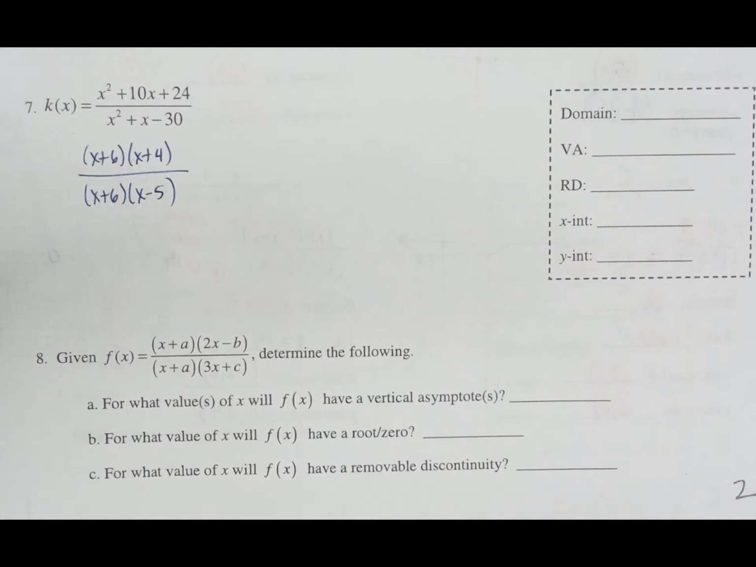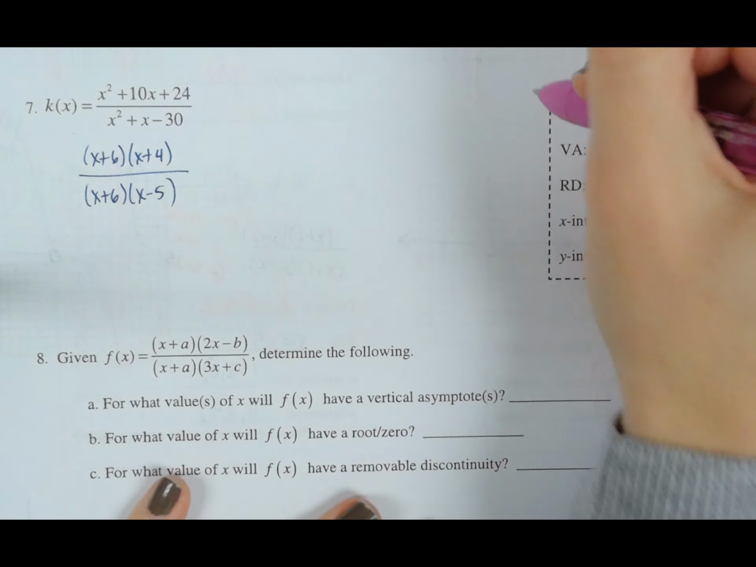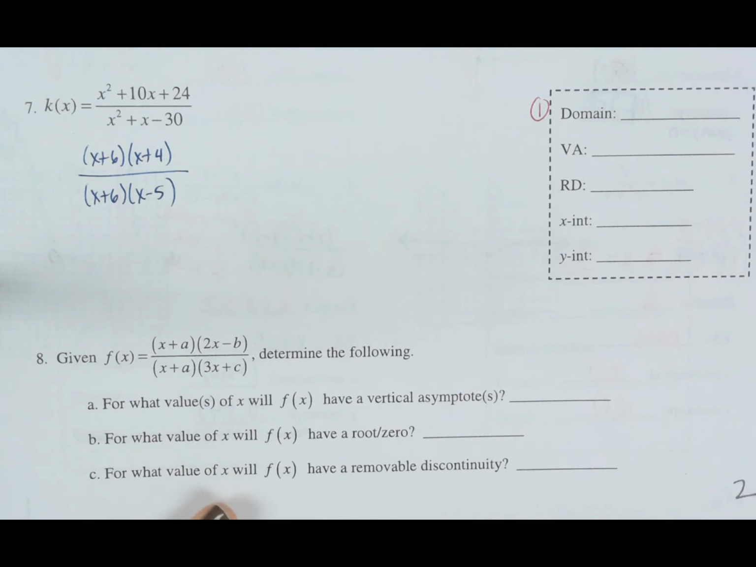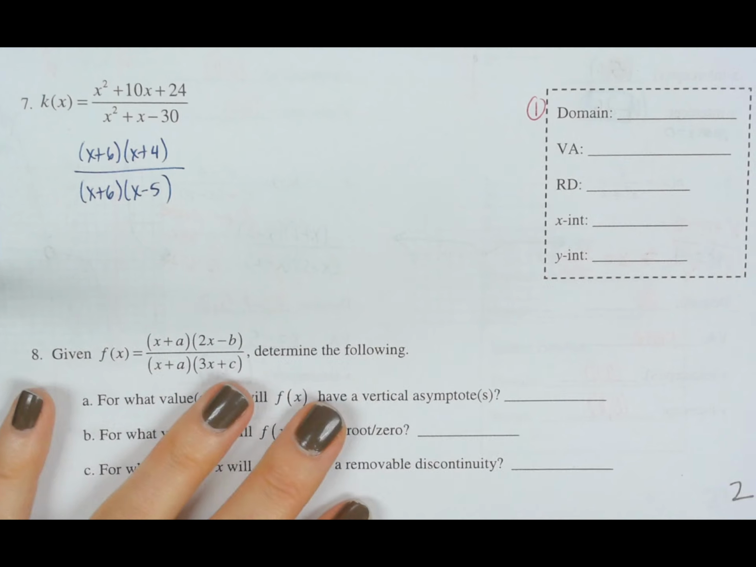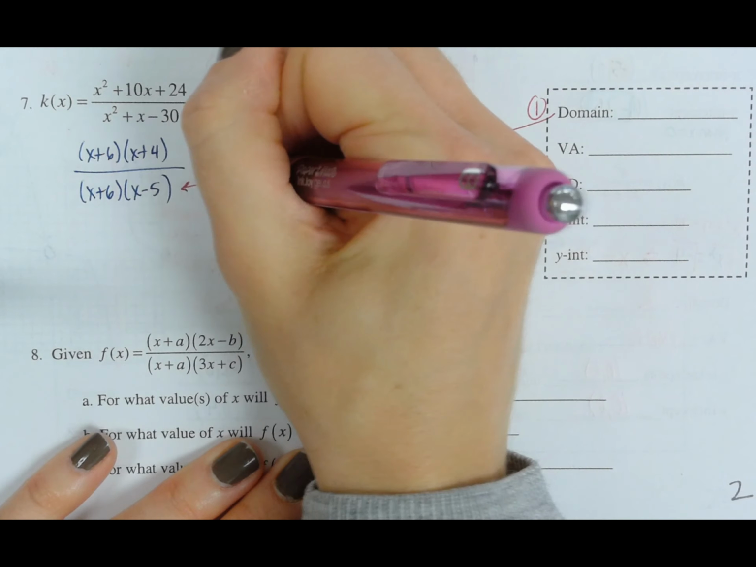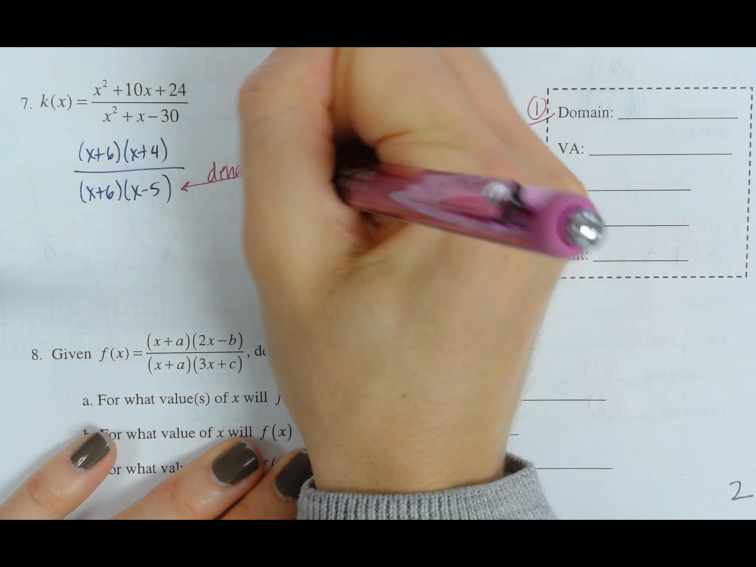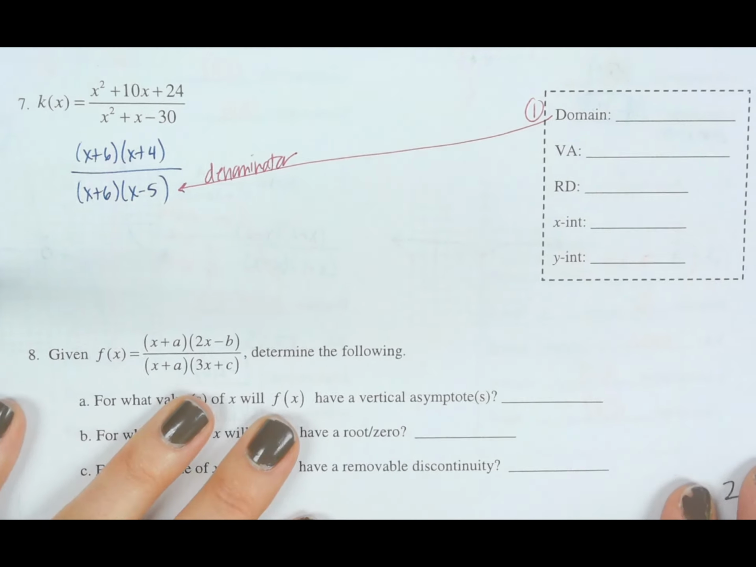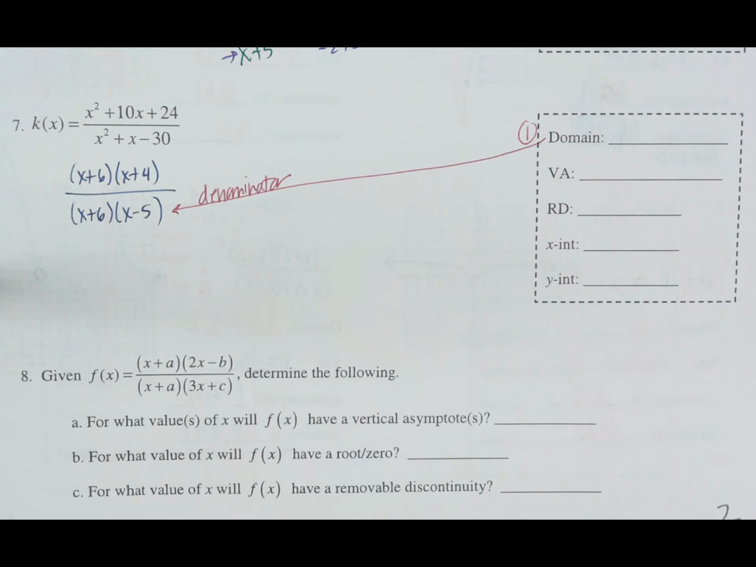Okay, now resist the urge to cancel out those x plus 6's for a second, because the very first thing you need to do is figure out what your domain is. All right, so think domain, denominator. Okay, so again, you're going to approach this as what would cause your denominator to be 0. And whatever those numbers are, we have to exclude them.